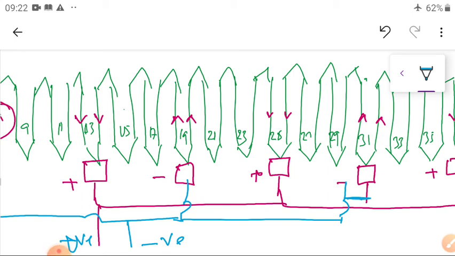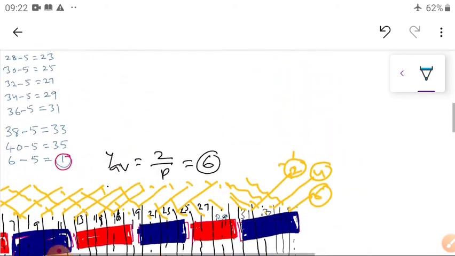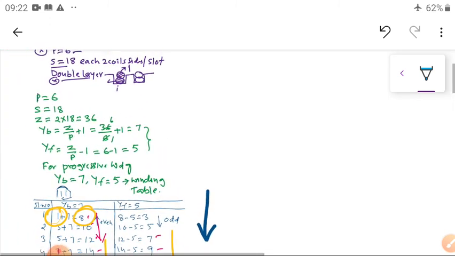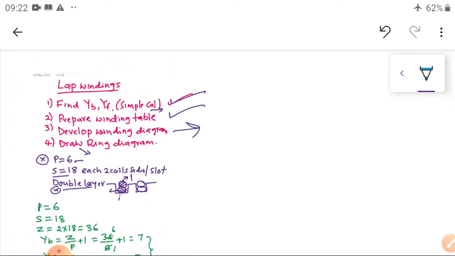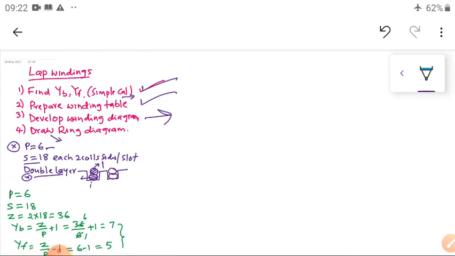So what we have seen in this class, let us conclude it. One problem is given here. So what is the problem given? The problem is given such that it is a lap winding with number of slots 18 and number of poles 6. You want to develop a double layer diagram. Based on this, we make simple calculations here.